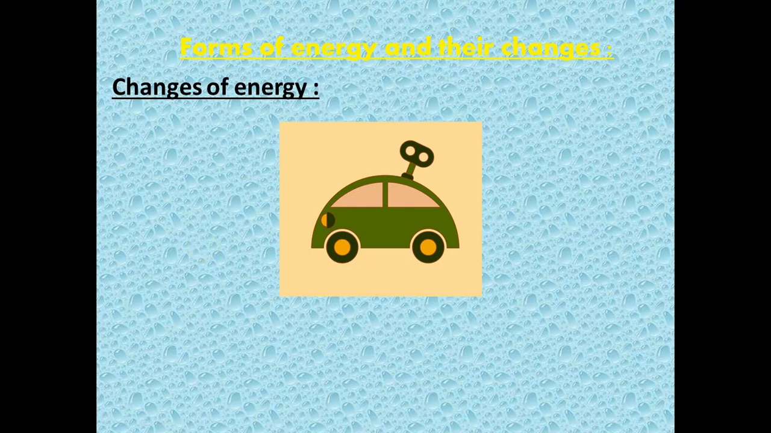And we said that kinetic energy is produced because of movement. So when the car was stopped and storing energy, this energy was called potential energy. And when the car moved, this potential energy turned into kinetic energy that helps the car to move. So here in the toy car, the potential energy is turned into kinetic energy. Okay, let's go to a new example.